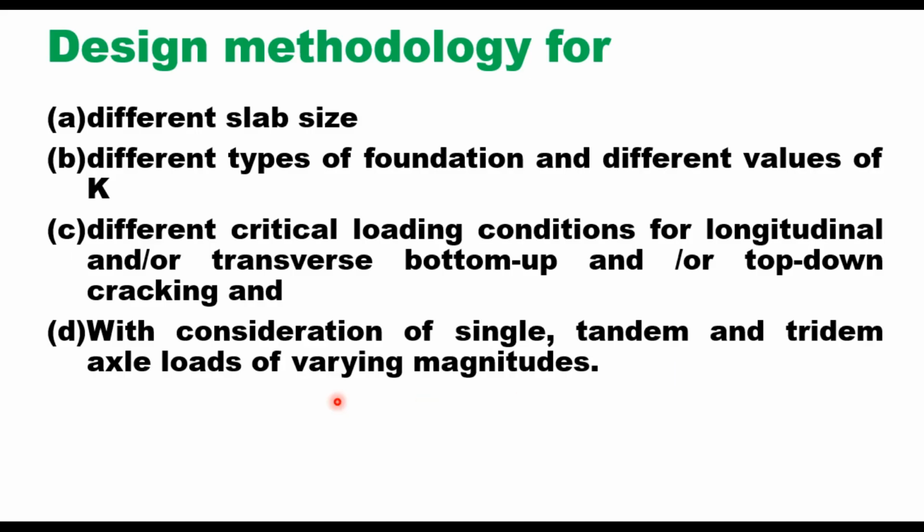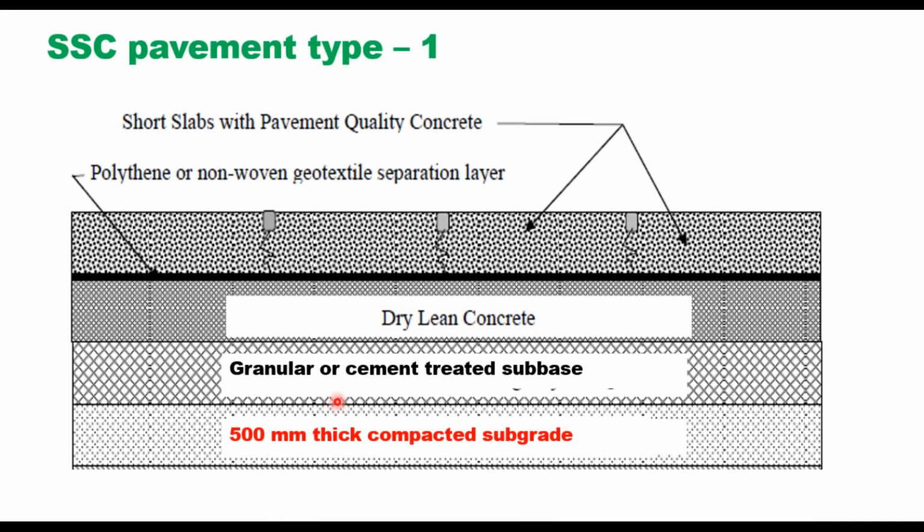Four types of pavements can be designed using the procedure given in the IRC code, and these four types cover all possible combinations of layer composition. The first type is a new construction with dry lean concrete and granular subbase or cement treated subbase placed over compacted subgrade, and a plastic or polythene or non-woven geotextile separation layer between the slab and DLC.